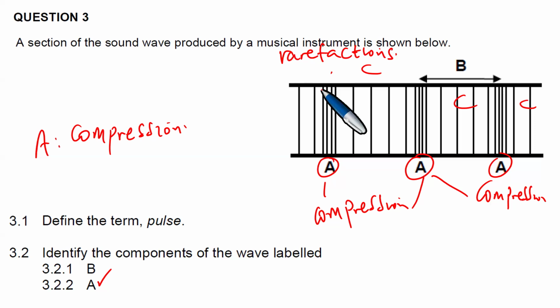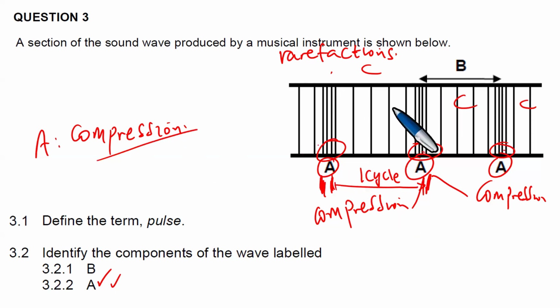Now if you look at the spacing here, we're able to measure a full cycle. One cycle can be measured from here to there. From density to density, we can measure a full cycle, where they're closer to each other. Between here and there, we measure a full cycle as well. Take note of that. That was 3.2. So that's a compression A, and obviously B is called the wavelength.